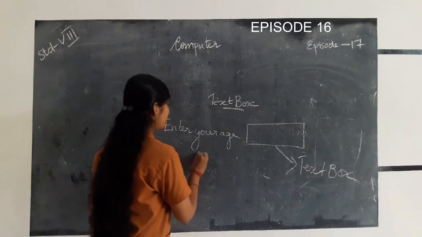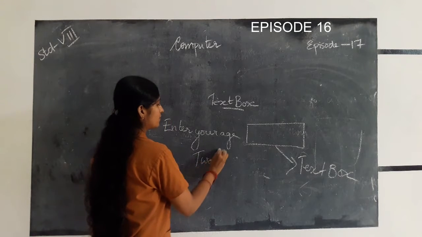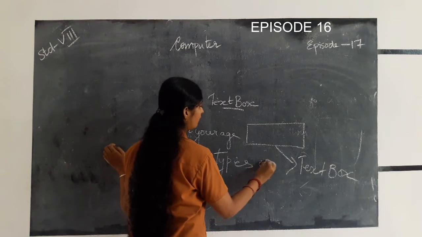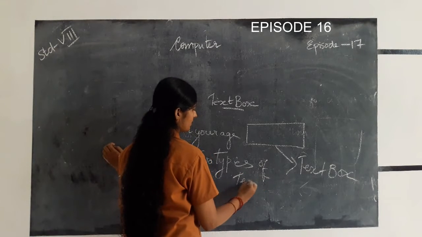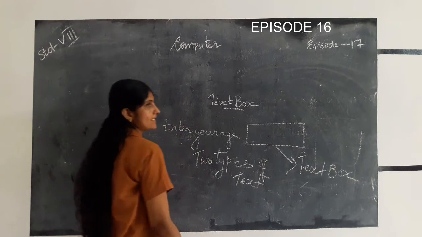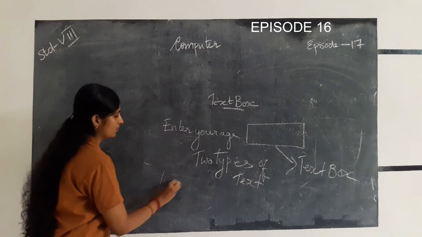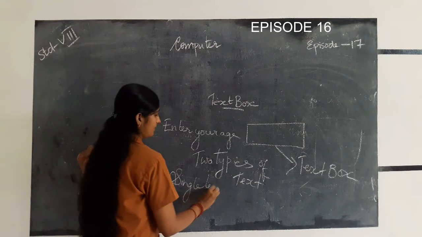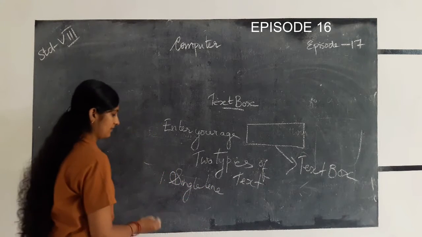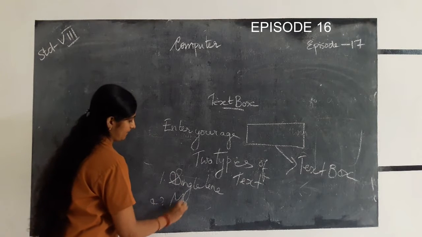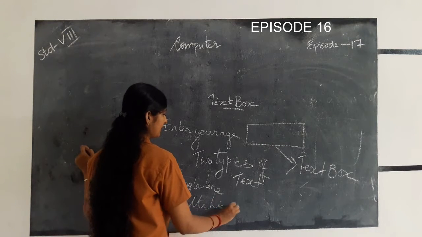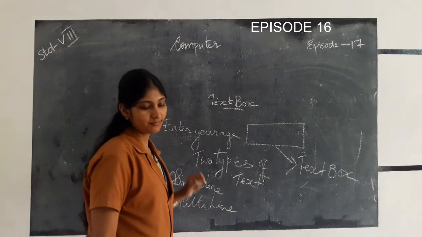What are the two types of text box? Single line and multi-line. So first one, single line. Then second one, multi-line. Single line and multi-line text box.